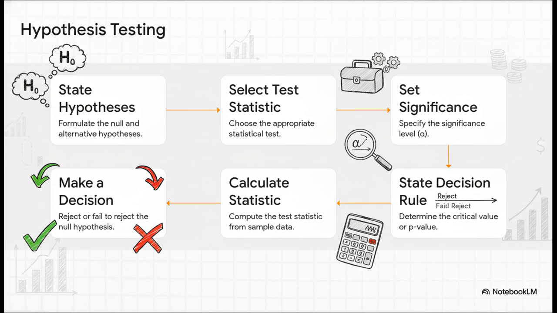Then you pick the right tool for the job, your test statistic. Now here's the crucial part. Before you even look at the data, you decide how much proof you're going to need. That's your significance level. That lets you draw a clear line in the sand, your decision rule. Only then do you do the math, and finally you make the call. Did the evidence cross that line or not?